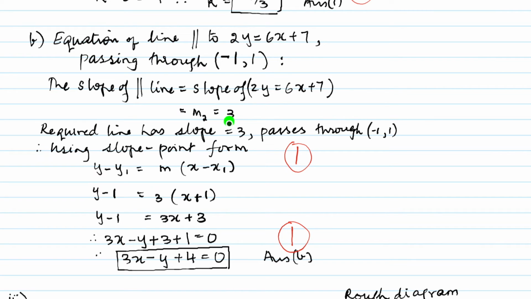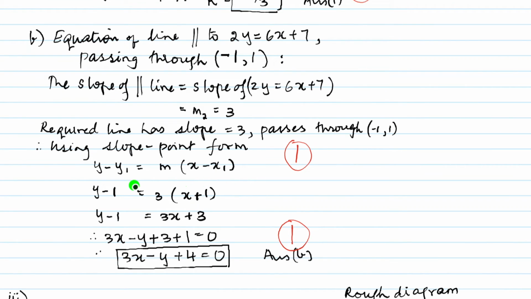So for this line, the slope m2 was 3. So the required parallel line also will have slope equal to 3. It passes through minus 1 comma 1 as given in the question. So we use slope point form. We write the slope point form formula first and then substitute, and you will get 3x minus y plus 4 equal to 0, and that is our answer.